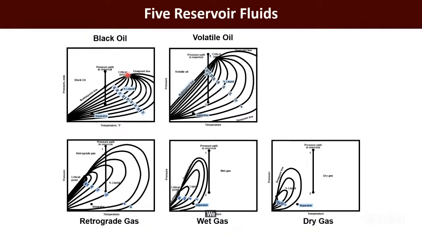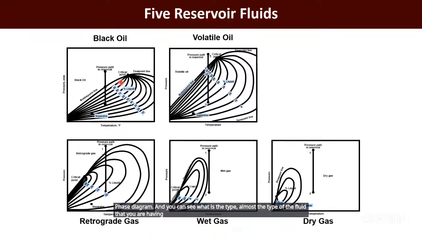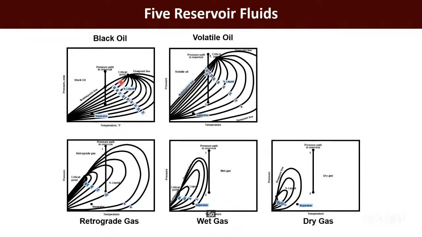We can identify the black oil with field identification, like we are going to talk about it later. But if you have a composition of any fluid, you can construct this phase diagram, and you can see almost the type of the fluid that you are having. This can be constructed by any PVT software, for example PVTB, PVTSim, Schlumberger's Fluid Modeler, or PVTi. So in the black oil, we start with pressure above the bubble point pressure.